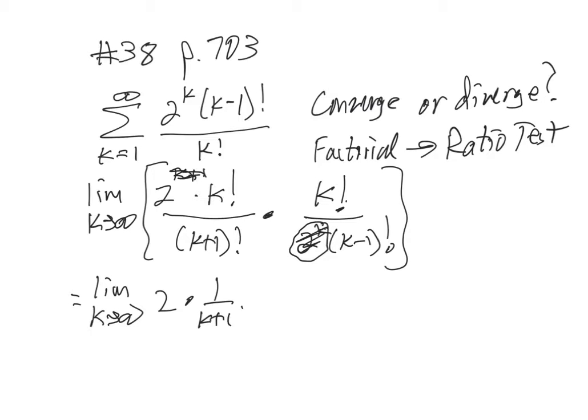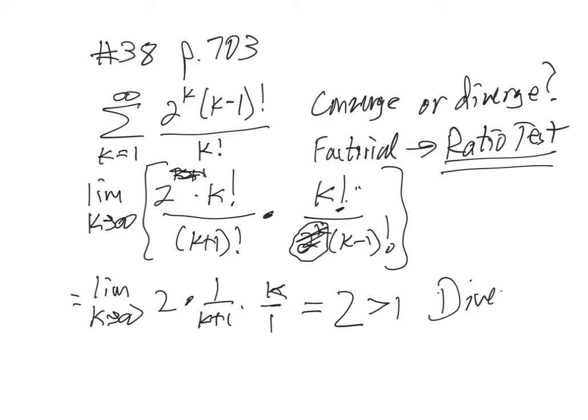And a very similar thing happens here. I have k in the numerator, k minus 1. So k, the last k, will survive in the numerator. So k, let's say, divided by 1. And if you look closely at that, you should be able to tell the limit is 2. This is the ratio test. So what matters? 2 is bigger than 1. It diverges. Done.